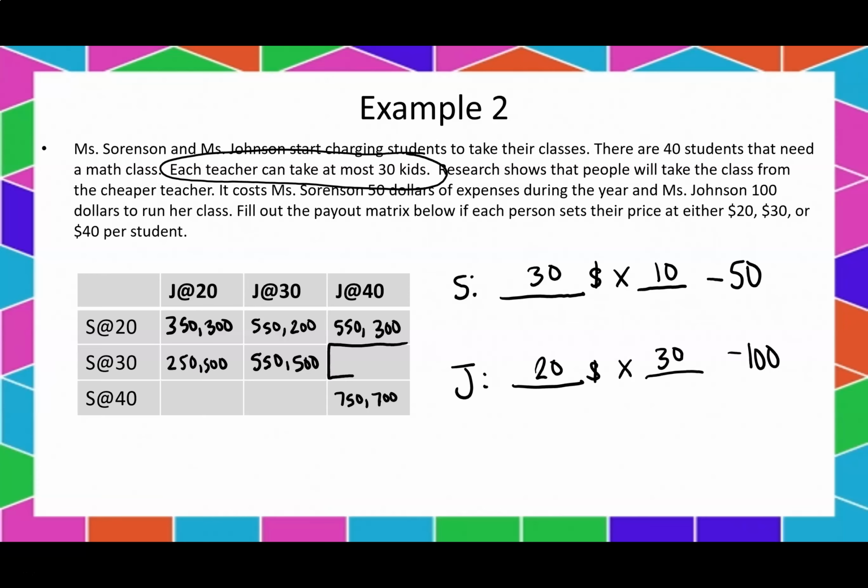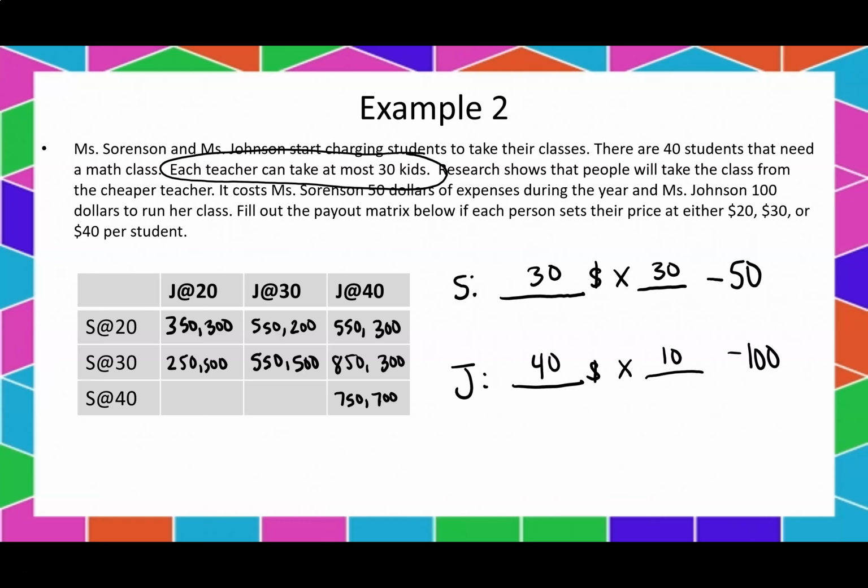All right, here we go. Here, Miss Sorensen's still at $30, and Miss Johnson is now at $40 though. So who's cheaper? Miss Sorensen's cheaper, so she's going to get the 30 students, and Miss Johnson's going to get the 10, the leftover 10. And so here we're going to be left at $850, $300.